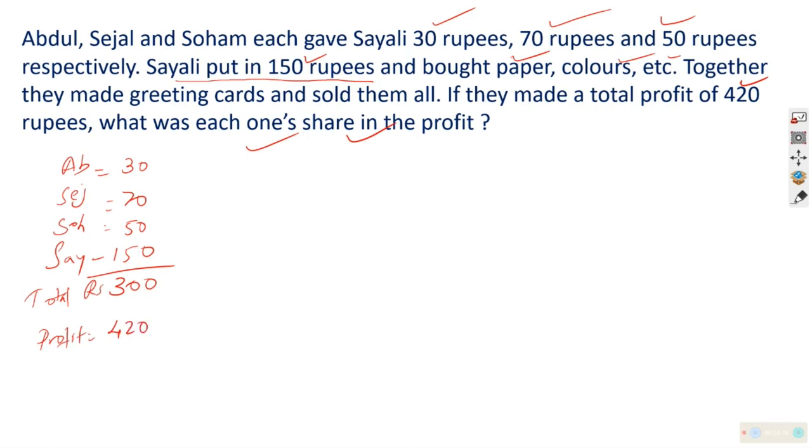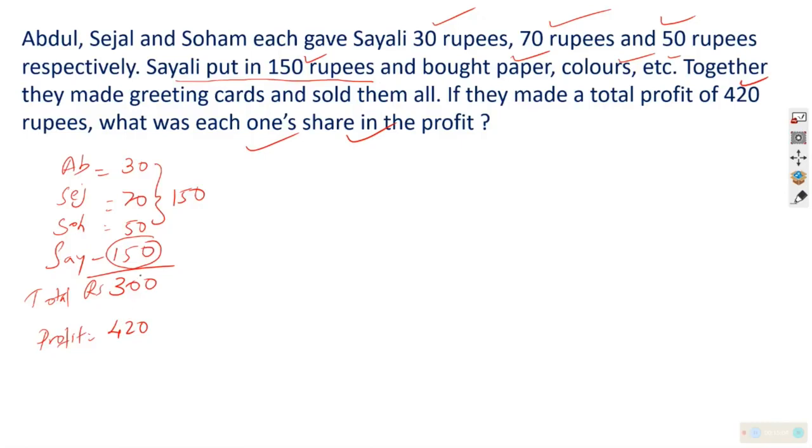It's a great thing. Now this has to be divided among this, the share of profit: 30, 70, 50 by Abdul, Sejal and Soham. So that is their proportion. Here we know that Sayali has put 150, all these three together have made 150. 50% of the money is Sayali's, half of the money in the profit.